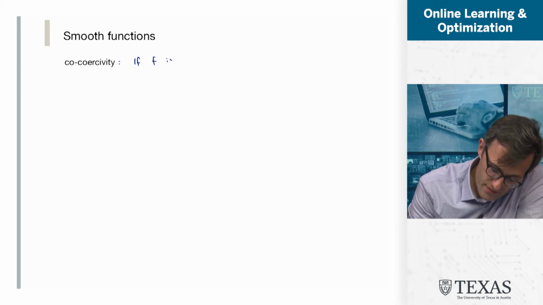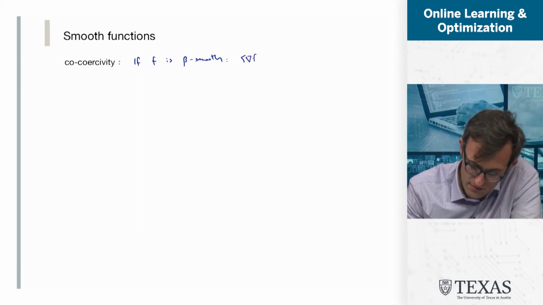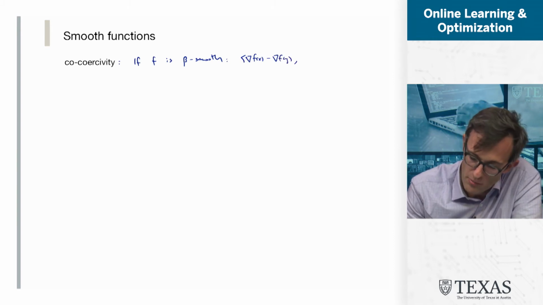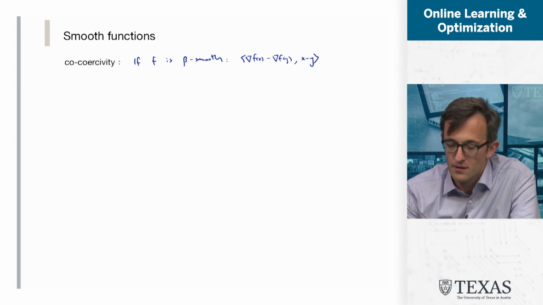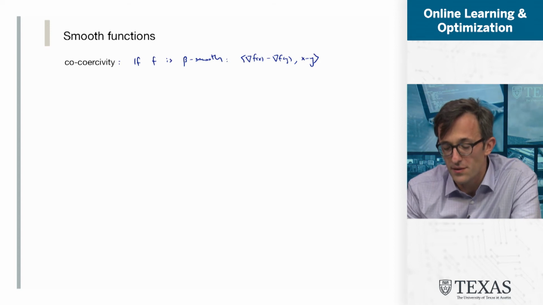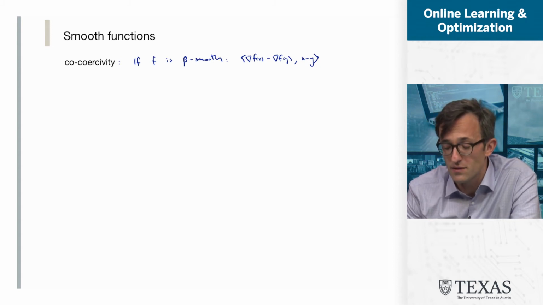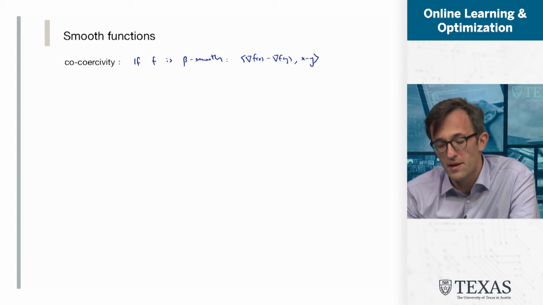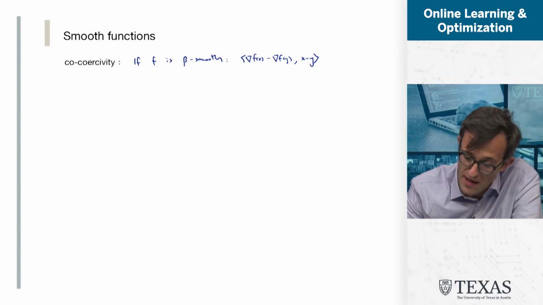If f is a beta smooth convex function, then its gradient satisfies: gradient of f of x minus gradient of f of y, dot product with x minus y. This is an object that we've seen many times by now. We know that for convexity, this is greater than or equal to 0. In fact, the non-negativity of this is called monotonicity. If this is non-negative, we say that the gradient is monotone, and we showed that this being monotone is equivalent to f being convex.